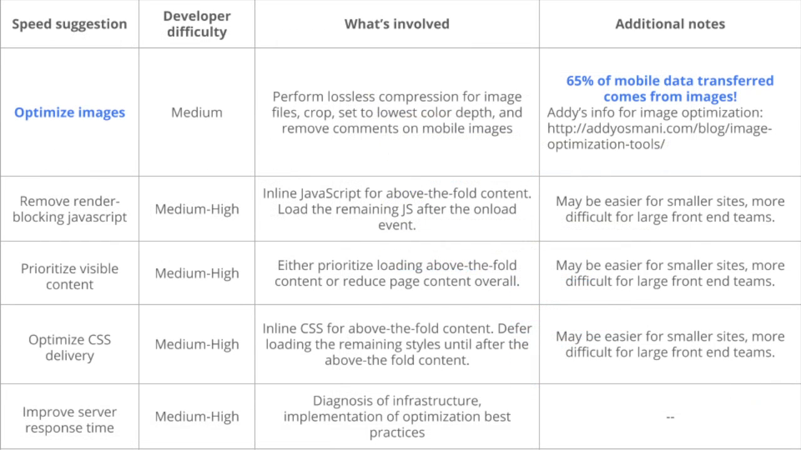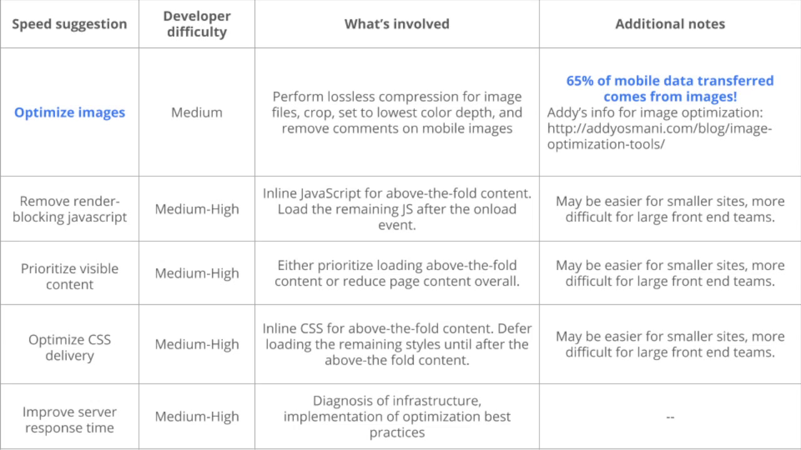The speed suggestions on the second page of this chart increase in developer difficulty. Many of these won't be corrections you can make within a few hours. They'll require more thought and process enhancements. Still, I'd like to take a moment to chat about the recommendation to optimize images. Optimizing images includes a range of improvements from lossless compression to creating and cropping images specifically for your mobile site.